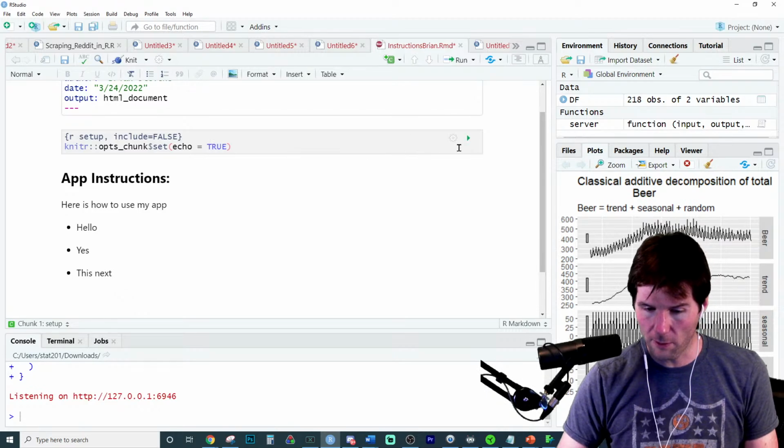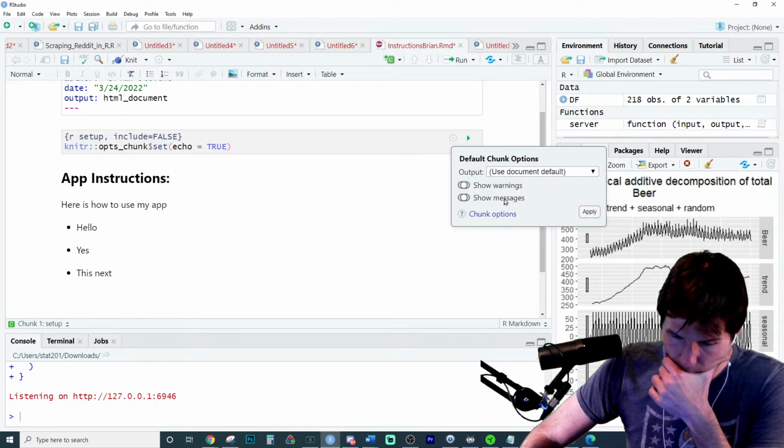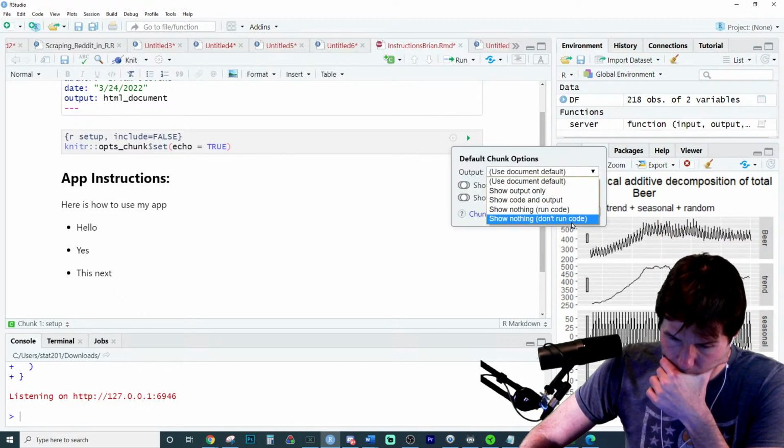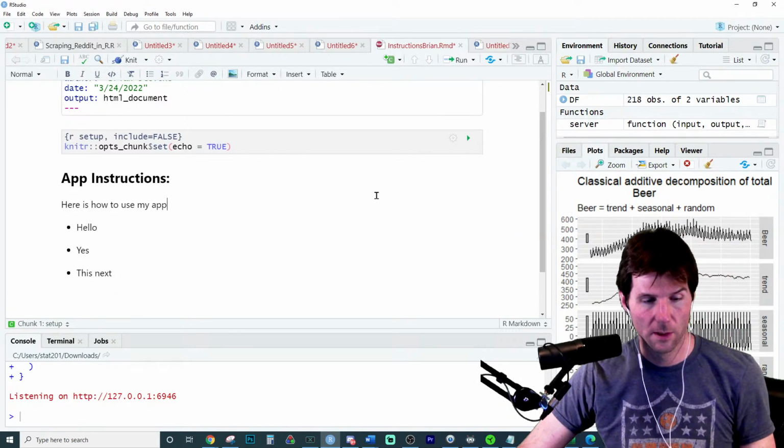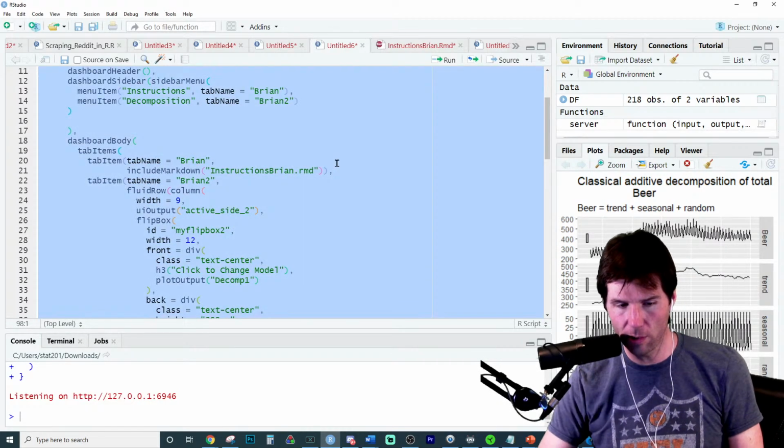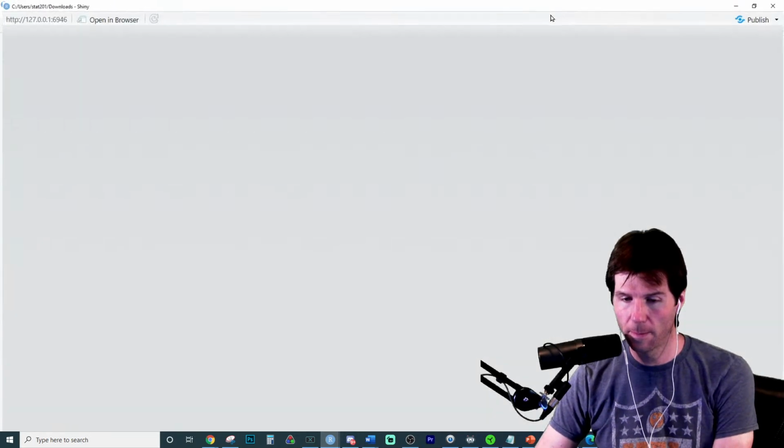What is it? I can't think of the other argument we need to change here. Show nothing, run code. There we go. Include equals false. That should do it.